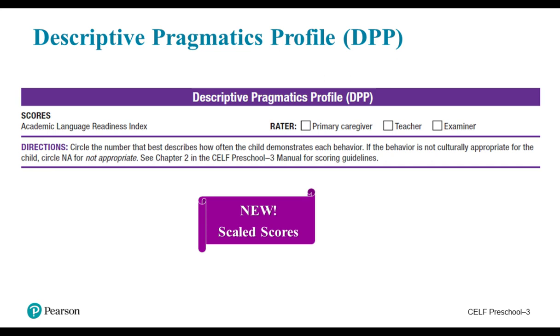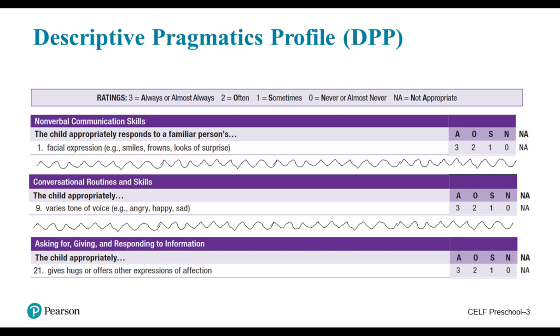This contrasts with, all right, I'm going on too fast. Here are some examples of what's on the Descriptive Pragmatics Profile. You'll see that on the test form, there are a number of behaviors that look at nonverbal communication skills, conversational routines and skills, and asking for, giving, and responding to information. The items have been reworded somewhat. We think they're easier for parents and teachers to give you information about a child's performance in the classroom or at home without you having to translate the speech that we sometimes use on our forms.